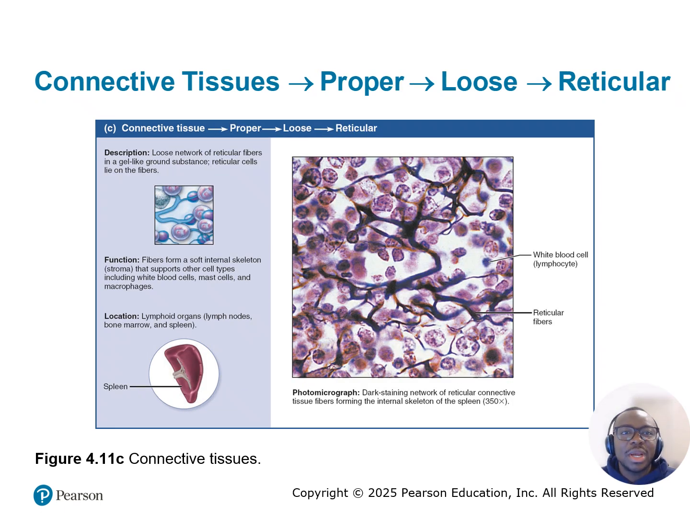Next is reticular connective tissue. Reticular connective tissue resembles areolar tissue, but its fibers are thinner reticular fibers. It has a loose network of reticular fibers in a gel-like ground substance. The fibers form a soft internal skeleton or stroma that supports other cell types, including white blood cells, mast cells, and macrophages. It is found in lymphoid organs, including lymph nodes, bone marrow, and spleen.